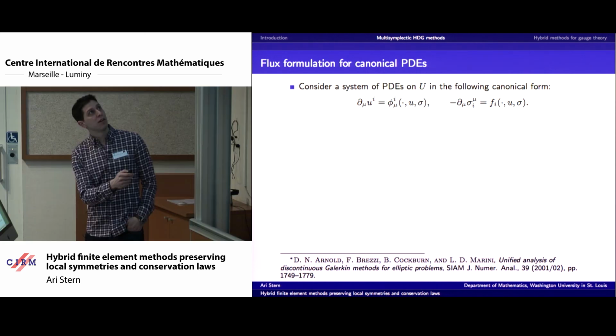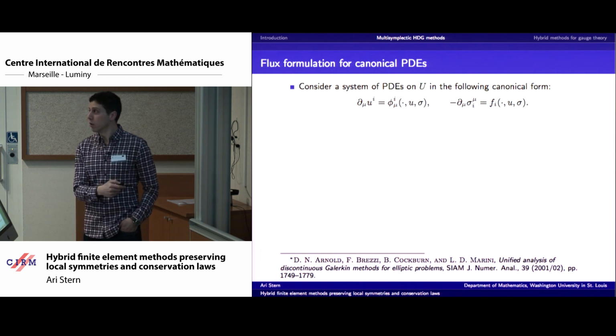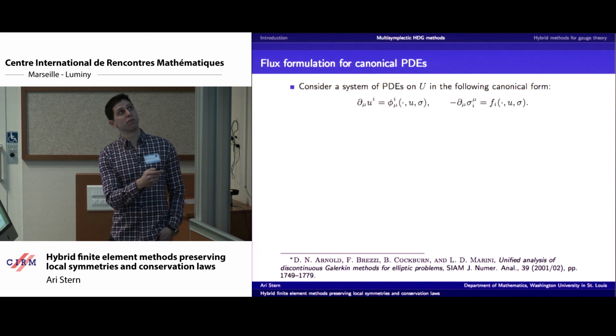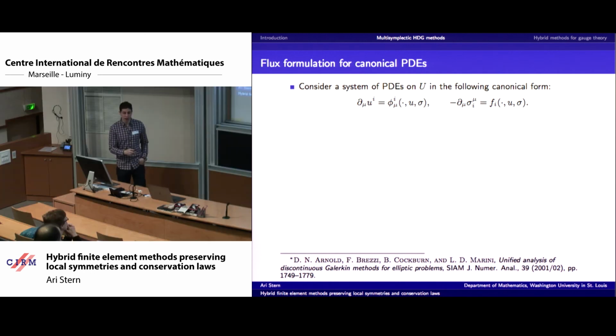All right, so suppose we've got a system of PDEs in this following canonical form, which a lot of PDEs are in, and I don't know whether these right-hand sides come from a Hamiltonian or not.